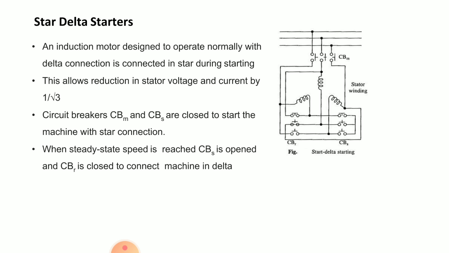Initially the circuit breakers CBM and CBS are closed to start the machine with star connection. When the steady state speed is reached, then the circuit breaker CBS is opened and the breaker CBR is closed to connect the machine in delta.